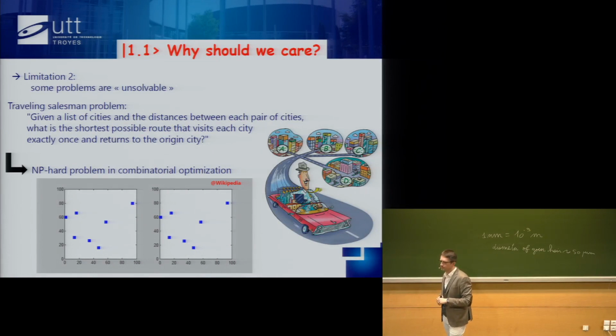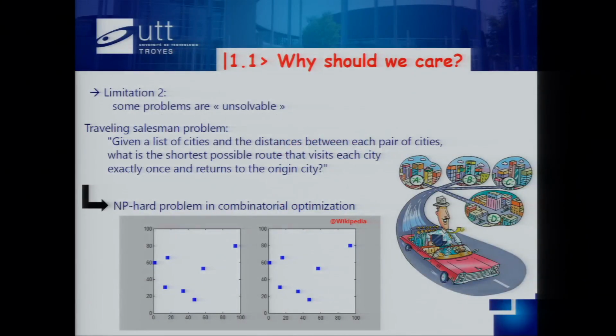The second limitation is the fact that some problems are actually unsolvable. So for instance, for some optimization problems, there is the so-called traveling salesman problem. And so here's the problem: you have a salesman who sells, I don't know, quantum computers maybe. And he's got a list of cities he has to go through. And he's got the distance between each pair of the cities. Okay? And the question is, what is for him?